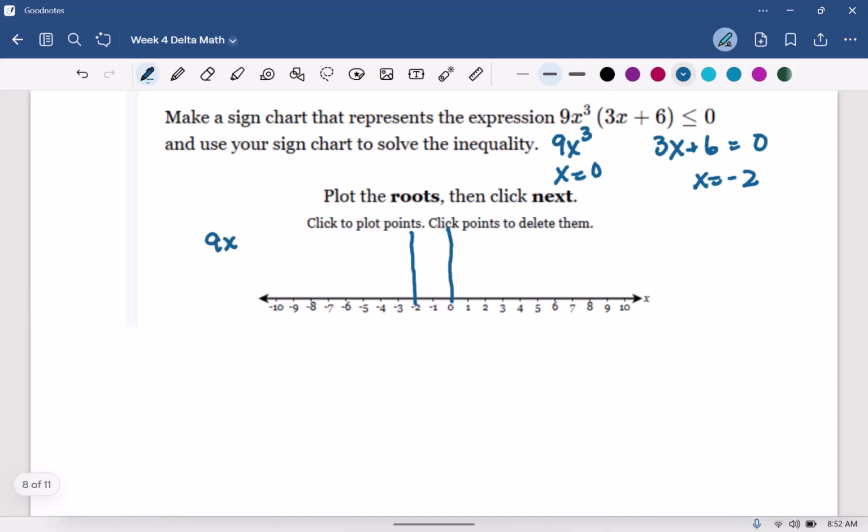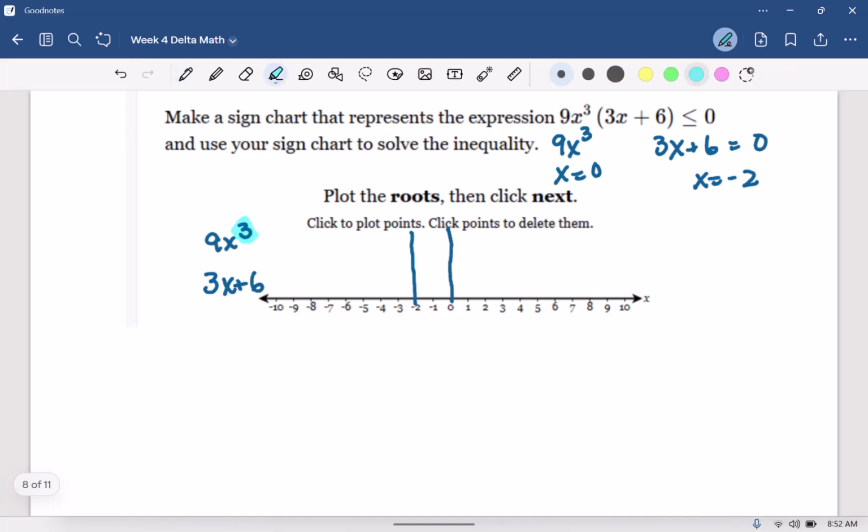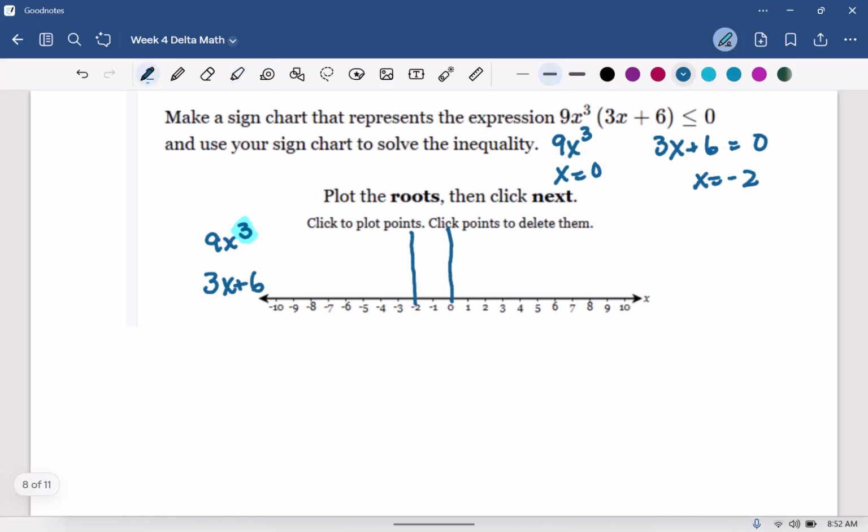So I'm going to put 9x cubed and 3x plus 6 down the side. So 9x cubed, notice that it's cubed. That means it's going to do the exact same thing. It's going to be negative until it gets to its answer, then it's going to change to positive. 3x plus 6 is negative until it gets to its answer, then it's going to change to positive. So positive, negative, positive. That is what they want you to put on there.